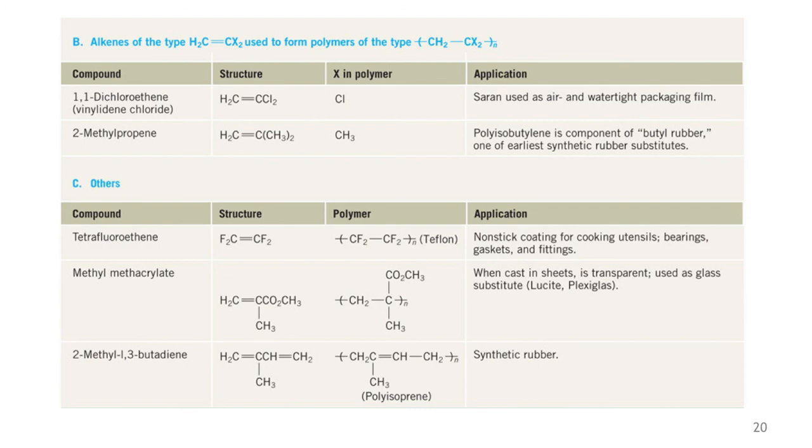And then there's some pretty complex ones here. If you take methyl methacrylate, you get plexiglass. So it's a transparent plastic, rather rigid. 2-methyl-1,3-butadiene polymerizes, gives polyisoprene. Think synthetic rubber that you would make, say, wetsuits and those sorts of things out of.